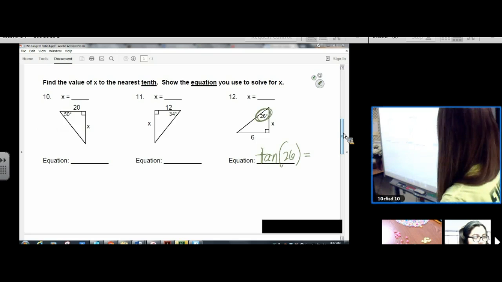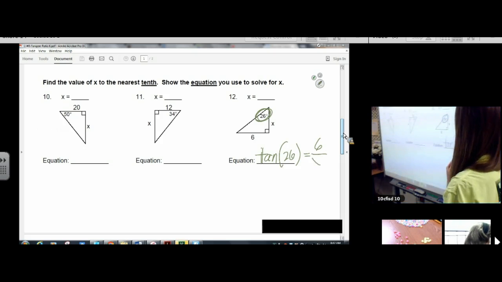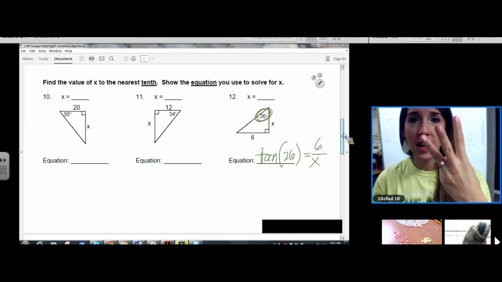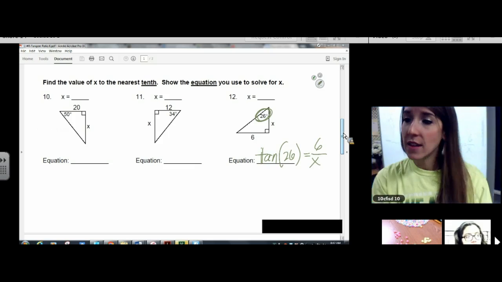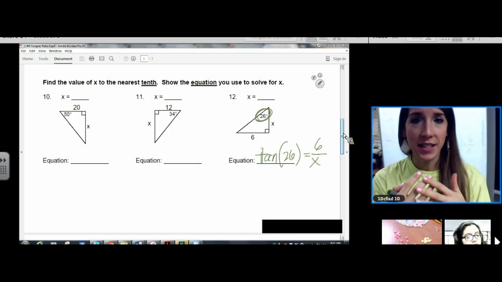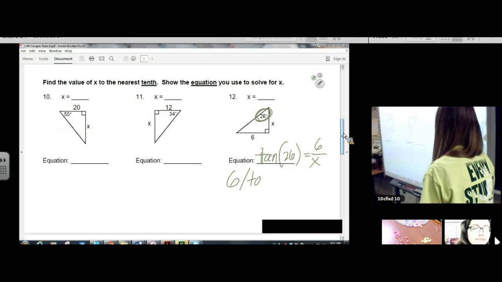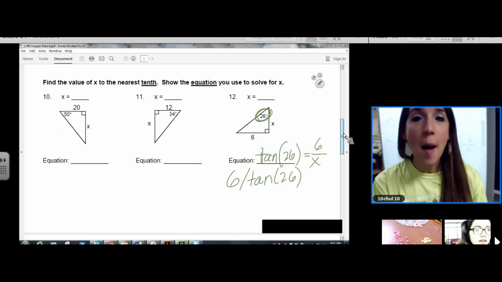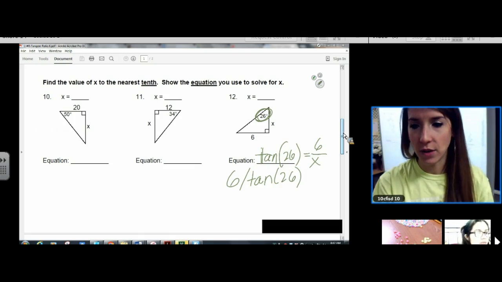What is opposite of 26? 6. What's adjacent to 26? X. Then you ask yourself, where is X? There are 3 scenarios: numerator, denominator, or in the trig function. In this case, it's denominator. That's an alliteration: denominator divide. 6 divided by tan 26. Yes, you have to put the number first, not the trig function. The side length first.